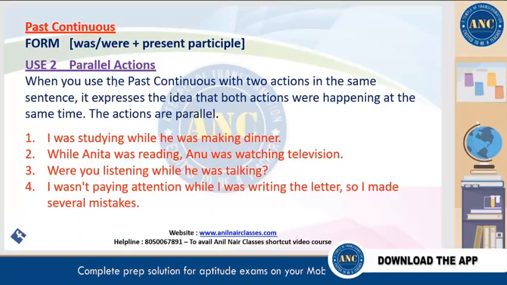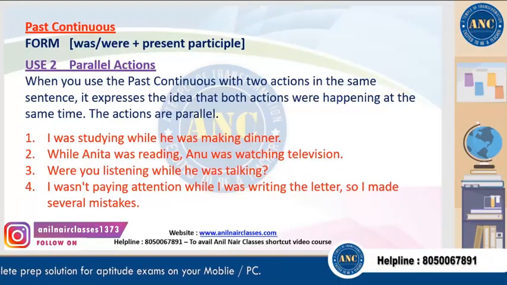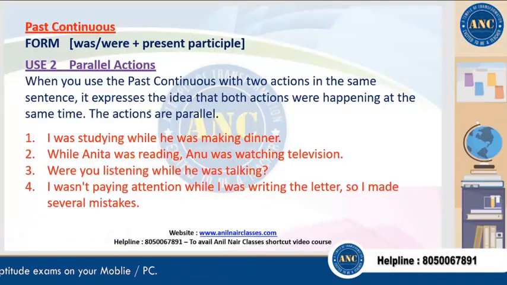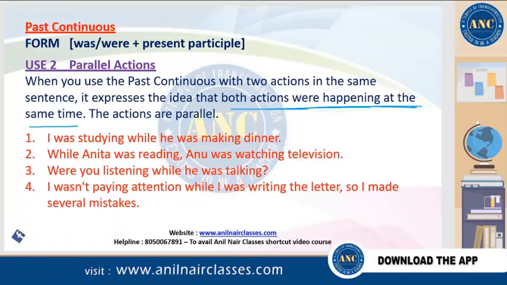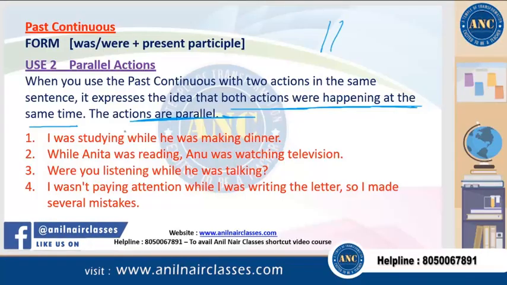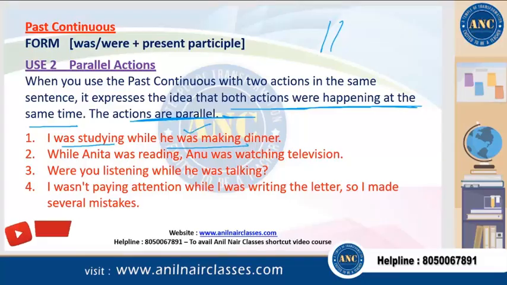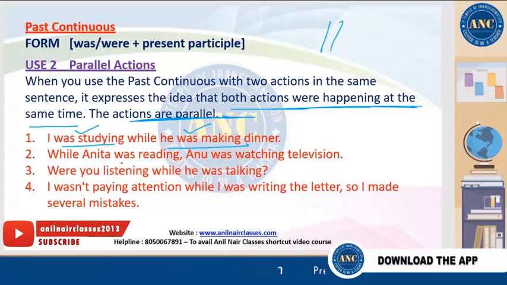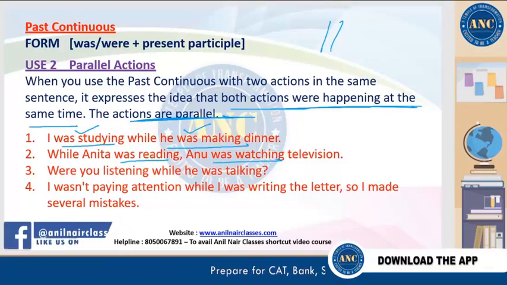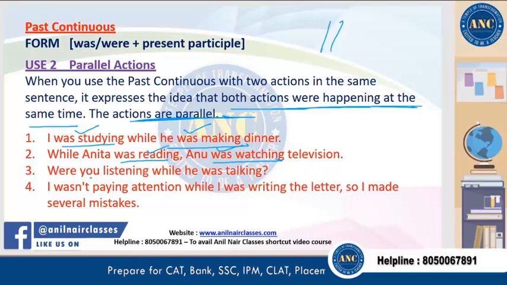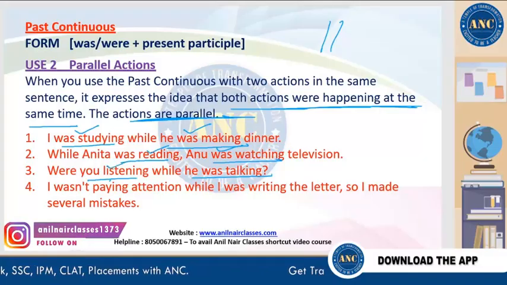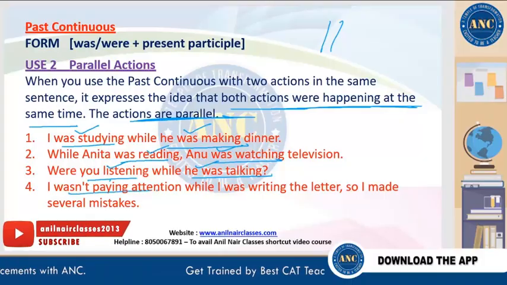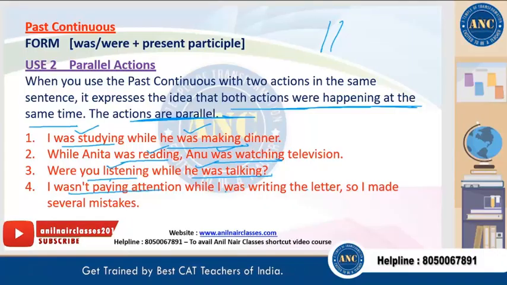Now, two parallel actions were there. That time also we'll use the past continuous tense. See, when you use the past continuous with two actions in the same sentence, it expresses the idea that both the actions were happening at the same time. These actions are called the parallel actions, like this. I was studying while he was making dinner. Two actions. One side he is making dinner, the other side I was studying. While Anita was reading, Anu was watching. So both of them happening simultaneously. Were you listening while he was talking? So he's talking and you're listening. Both the actions run parallelly. I wasn't paying attention while I was writing the letter, so I made several mistakes.